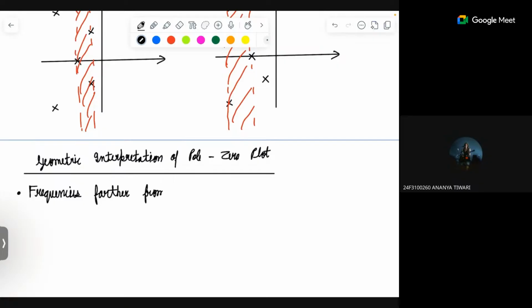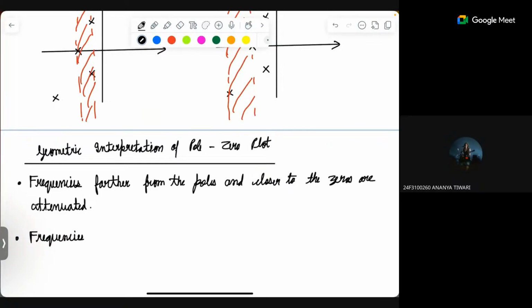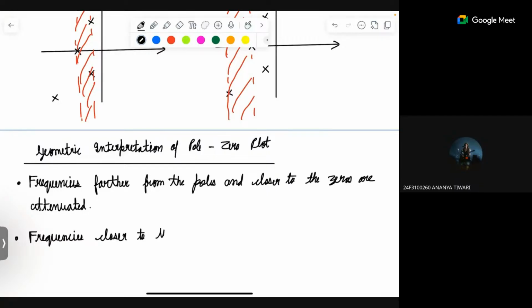Frequencies farther from the poles and closer to the zeros, frequencies closer to the poles and farther from the zeros are amplified.